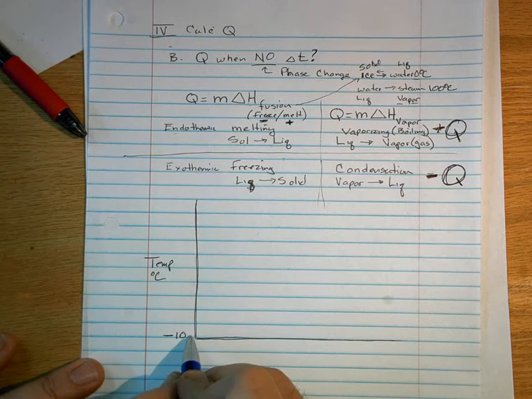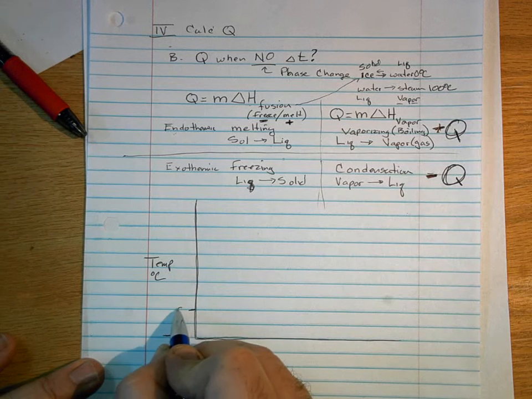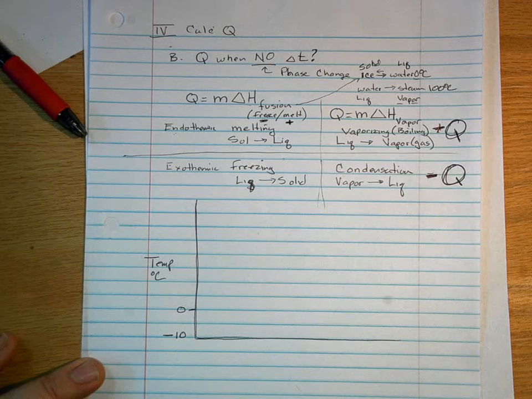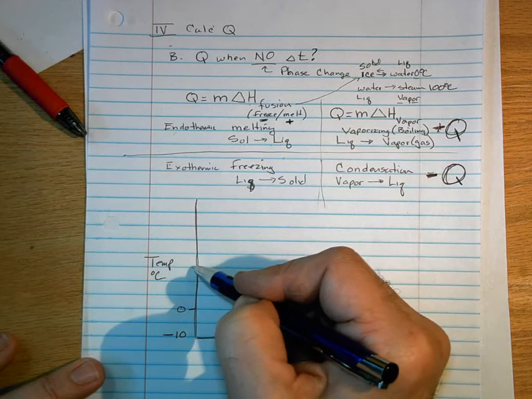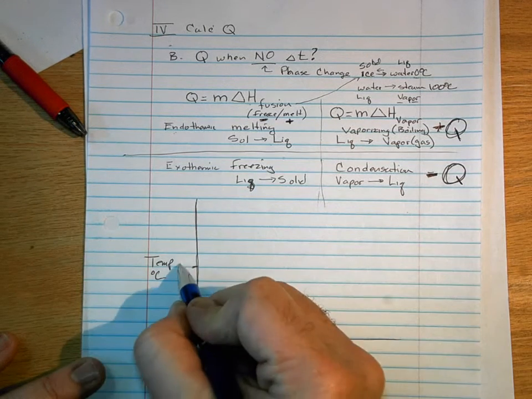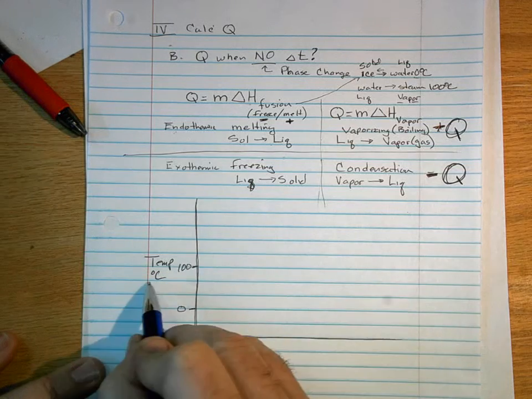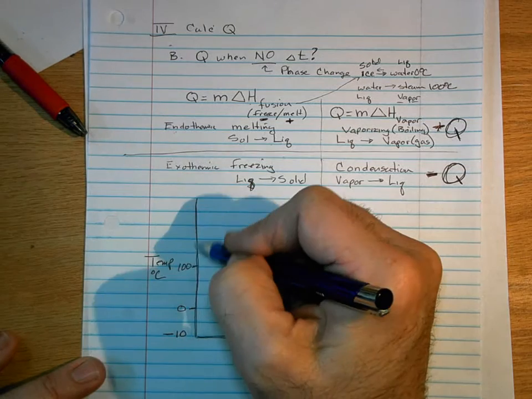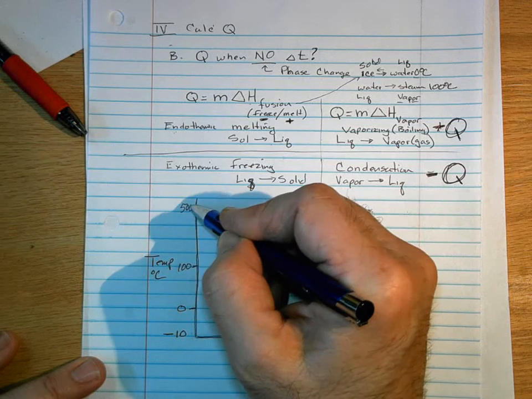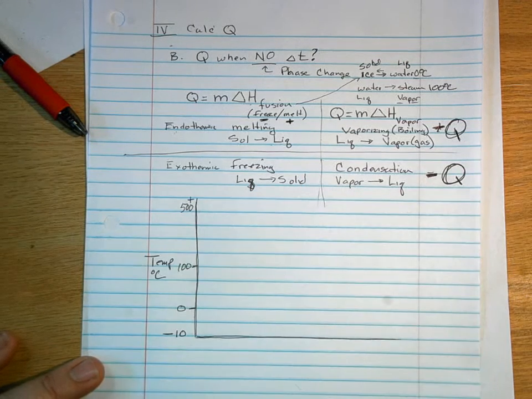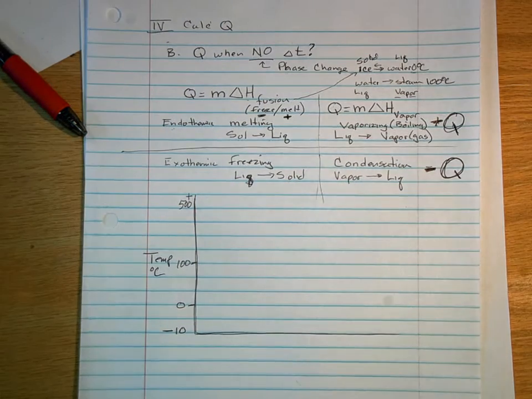I'm going to go up a couple of lines and say this is 0 degrees. Now this isn't to scale. I'm just going to zip up. I'm going to go about 3 lines up and label this 100 degrees Celsius. And then up here, I'm just going to say, okay, this is 500 degrees plus, up there at the top. So we've got a graph setting up.